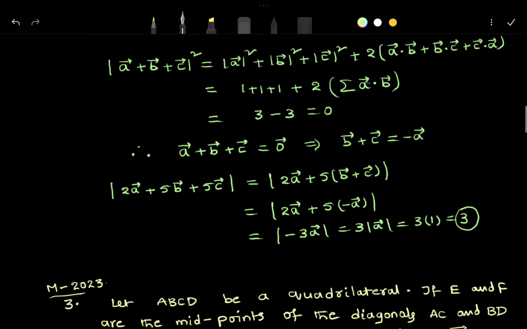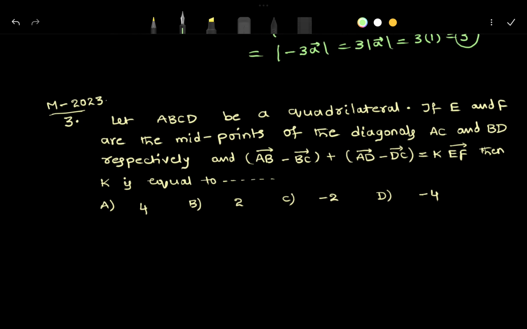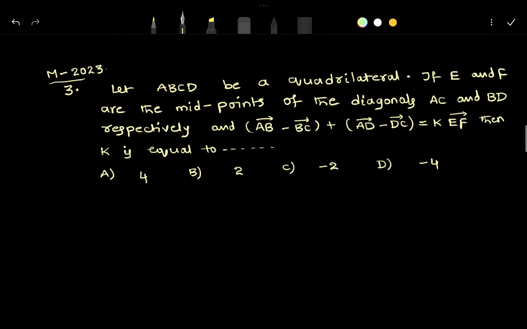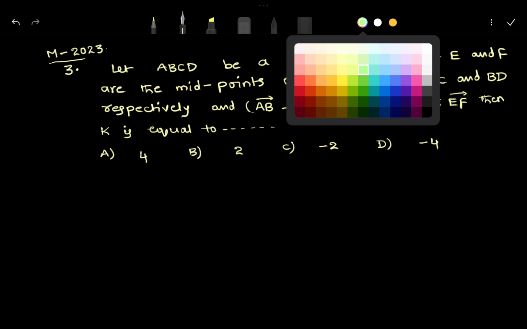Okay, and next one more question. You see, this is a 2023 mains question. Let A, B, C, D be a quadrilateral. If E and F are the midpoints of the diagonals AC and BD respectively, see, all of you, look at this one.